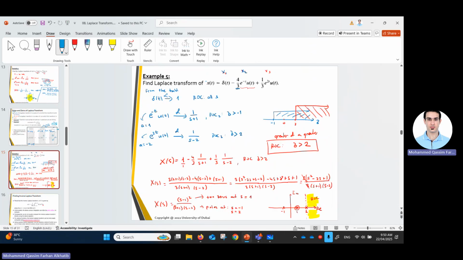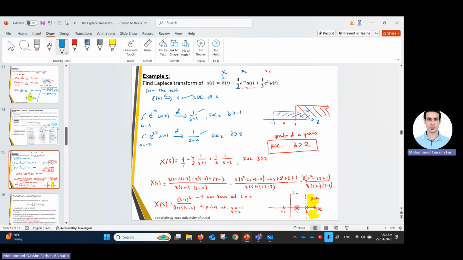All right, so we have this example. Find the Laplace transform of x of t equals delta of t minus 4/3 e to the power minus t u of t plus 1/3 e to the power 2t u of t. Again, from the tables, this one is immediately 1. This one is going to be 4/3 times 1 over s plus 1, and the last is 1/3 times 1 over s minus 2. So that's for the first one, that's the second one, that's the third one. Immediately from the tables. You don't have to think.